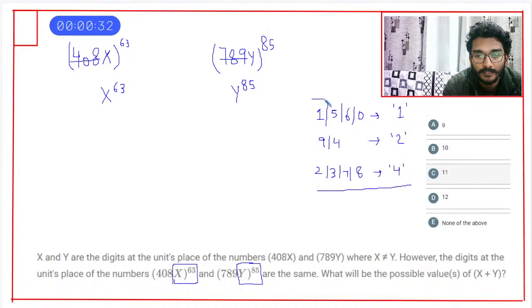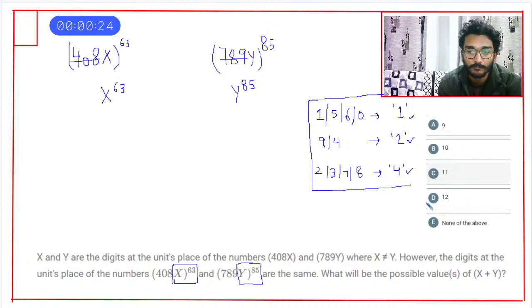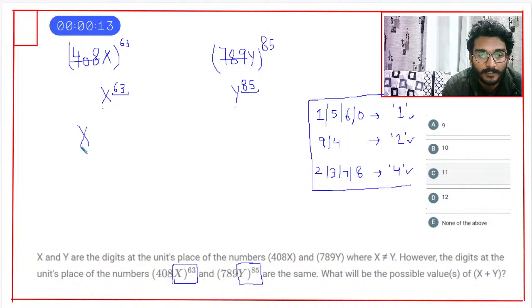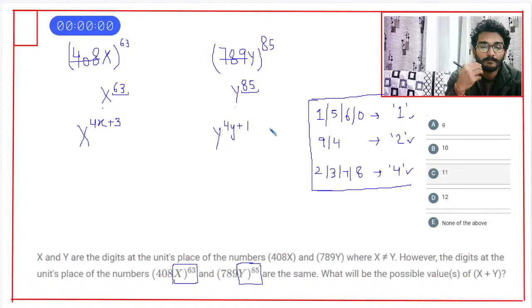So you can say that everything is repeating after 4 cycles. After 4 cycles, everything repeats, right? It is the LCM of 1, 2 and 4. So I do not know about X and Y, but I'm sure that each power has to be divided by 4. So when I divide 63 by 4, I'm getting 4x with remainder 3. Similarly, when I divide 85 by 4, I'm getting some 4y, and the remainder is 1. Because every power has to be repeated after 4 times.